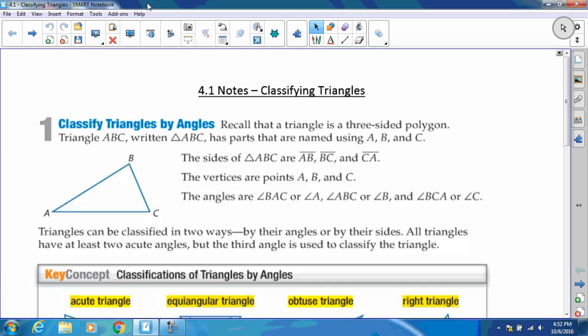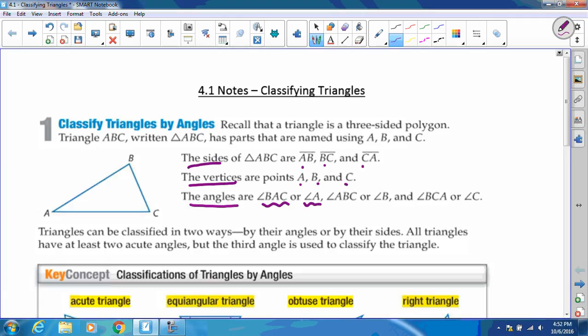Before we do that, just some reminders. A triangle is a polygon. So remember that polygons have sides, they have vertices, and they have angles. So your sides are just your segments, which are listed here. And then your vertices are your points where your sides meet, which are A, B, and C. And then a triangle obviously has 3 angles. And just as a reminder, you can name those angles with 3 letters, or you could just name them with 1 letter since there's only 1 angle coming out of each vertex there.